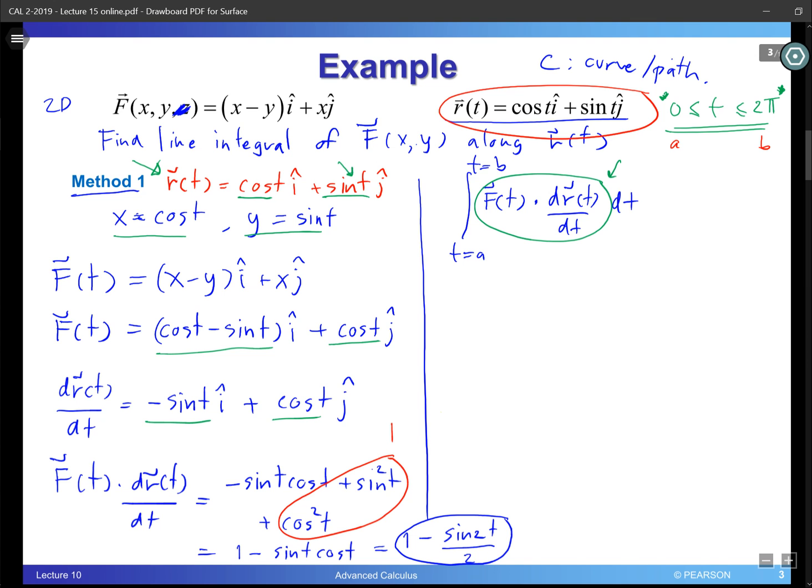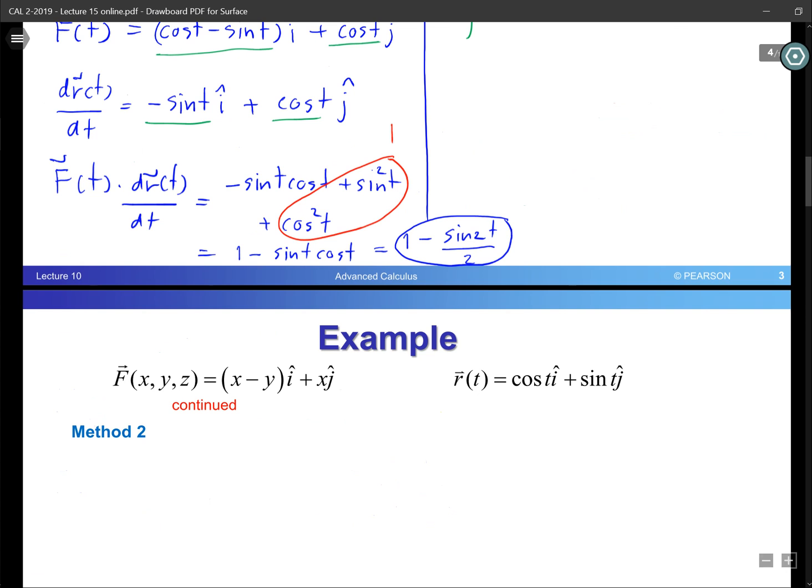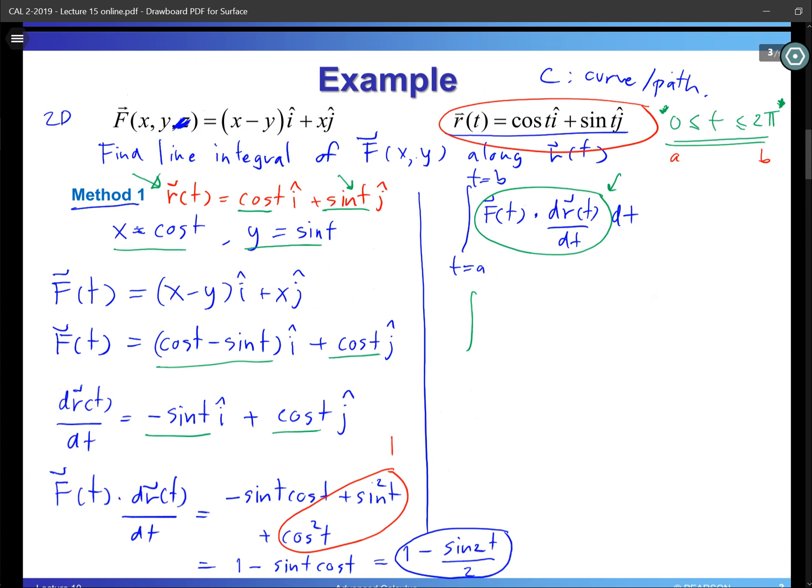Alright, so we are going to perform the integration. Okay, we have enough space. We are going to perform the integration starting from time equal to 0. The information that we had from the problem ends at time equal to 2 pi. Alright, and f of t dot dr by dt we have down here 1 minus sine of 2t over 2. Integrate this with respect to time.